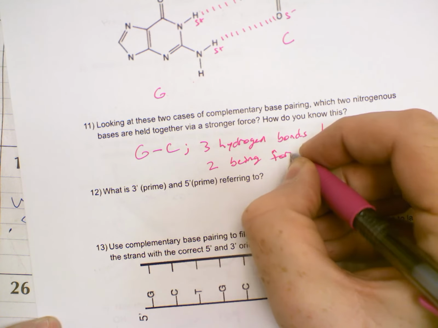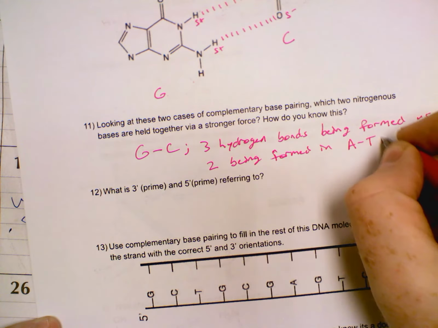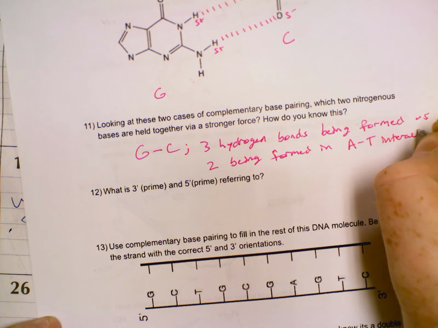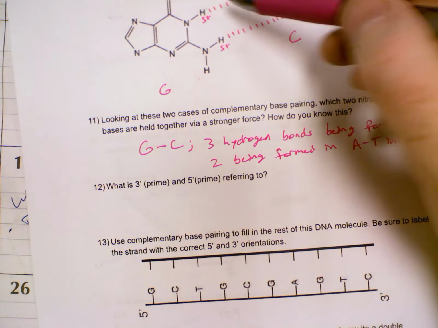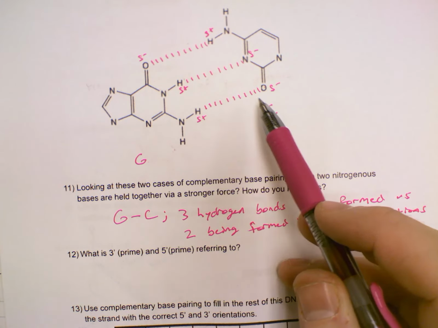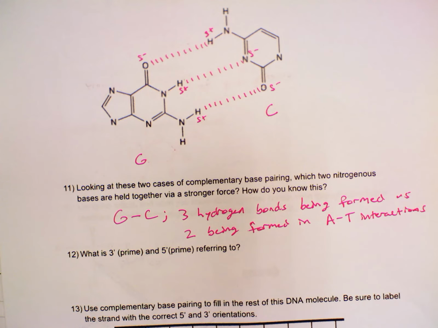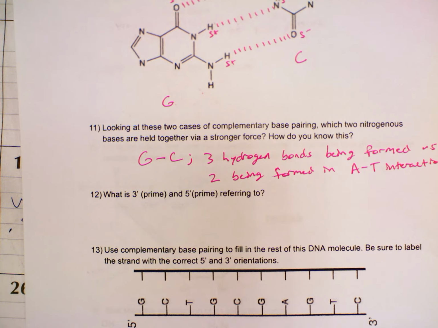Being formed in A to T interactions. So that means that this is actually a stronger force that is holding together the guanine and the cytosine because of the extra hydrogen bond that the adenines and thymines do not actually contain.